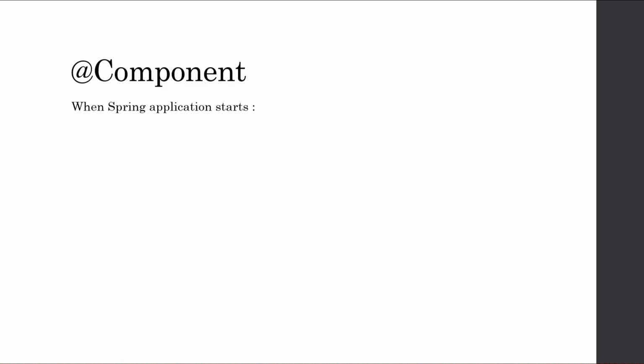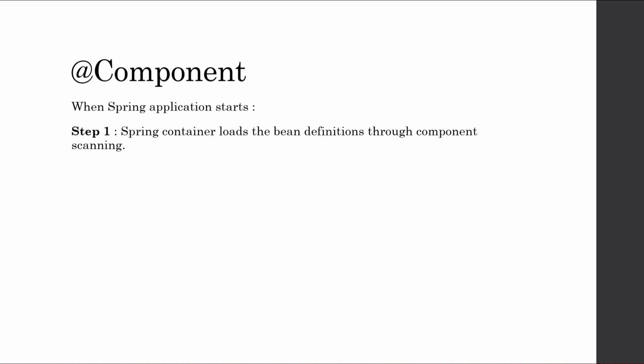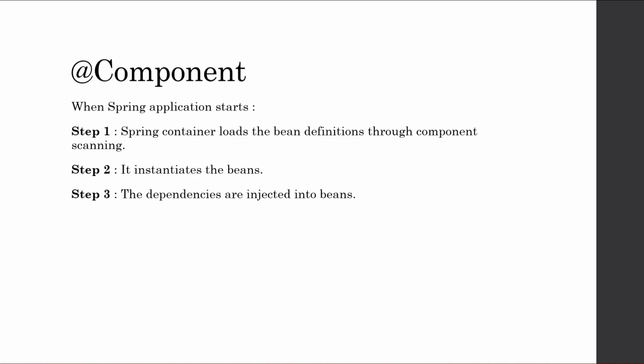Let's try to understand what happens when a Spring application starts. In the first step, the Spring container loads the bean definitions from the XML configuration and through component scanning. In the second step, it instantiates the beans. In the third step, the dependencies are injected into beans and the properties using @Value are also injected into beans from the configuration files.